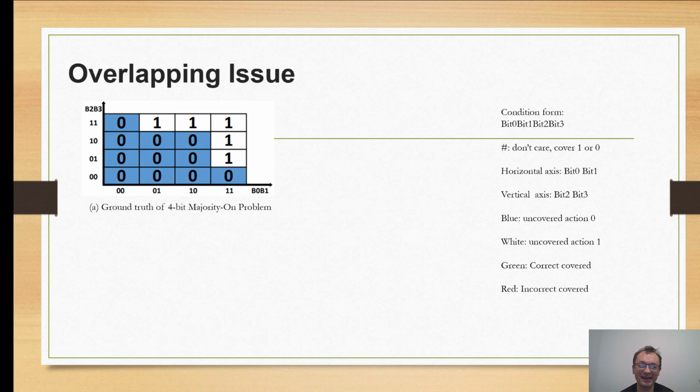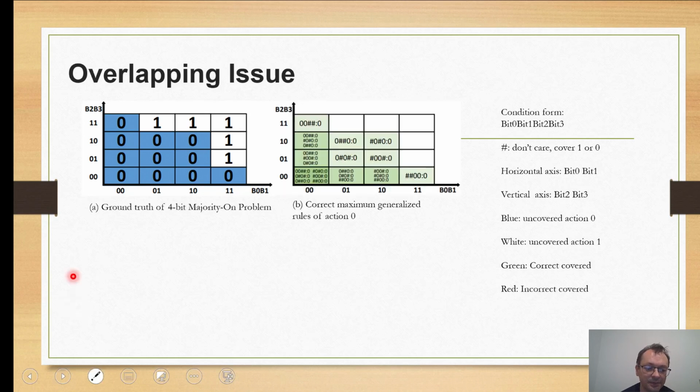One of the main reasons why existing compaction algorithms fail is the overlapping rule issue. And I'll illustrate this using the simple 4-bit majority on problem. And this problem gets a lot more complicated. It's a useful example. So we have the input bits 0000, and if the number of bits are in the majority 0, we put a 0. If it's majority of 1, we put a 1. And we want to get the classifier system to learn these details.